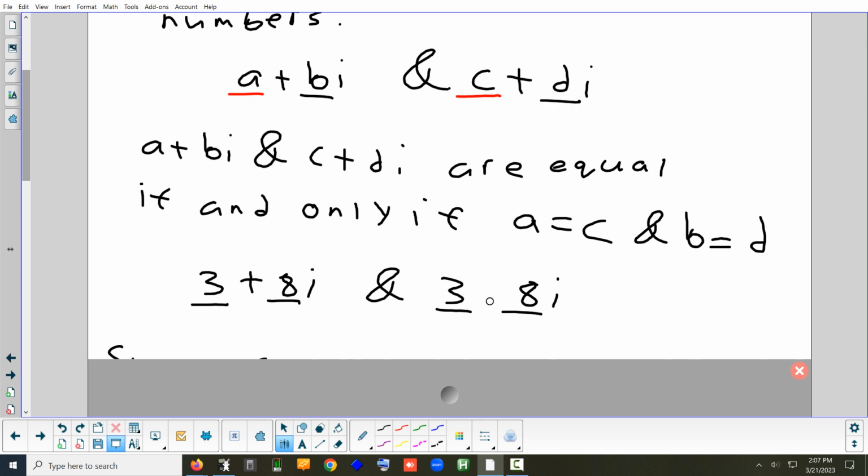Now if you did this, they both have a real part of 3. One has an imaginary part of positive 8, one's negative 8. Those aren't equal. And you can't say, well, they're half equal. No, they're just not equal. They have to have the same real and imaginary parts in both to be considered the same number. There's no such thing as being kind of equal. It doesn't work that way.